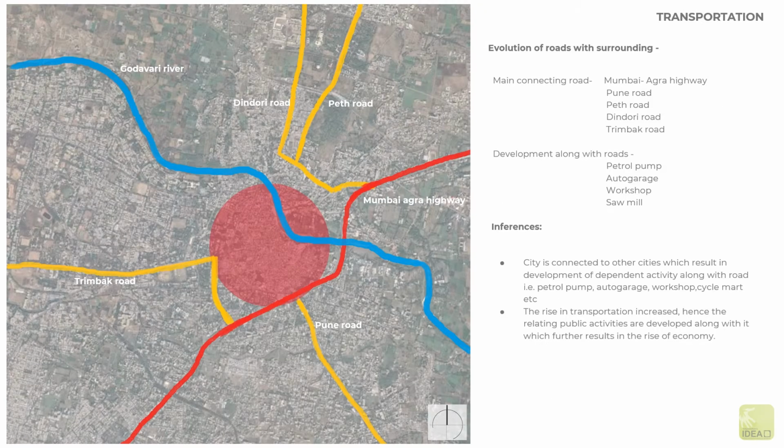These are main reasons for starting new industries in the city. Connection between cities resulted in development of dependent activities along the road, that is petrol pump, auto garage, workshop and cycle modes. Primary transports started developing along the edges.